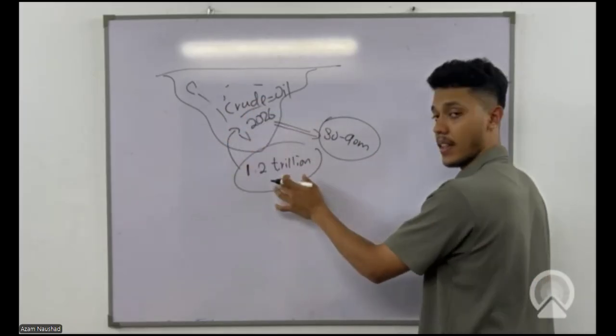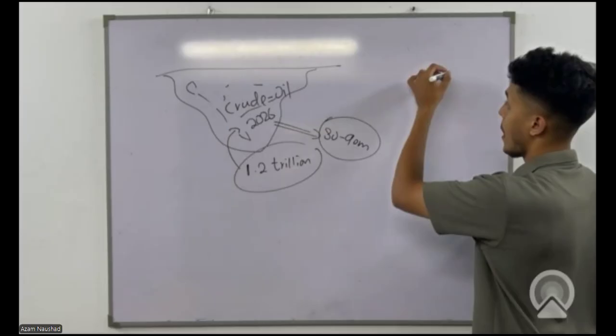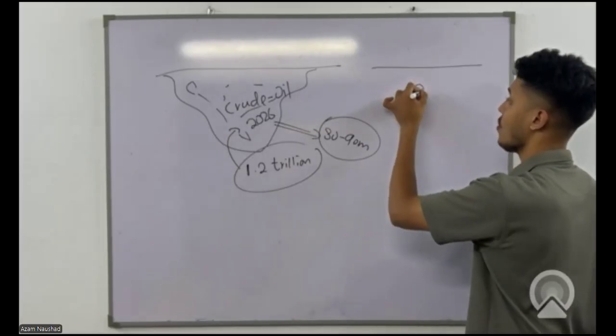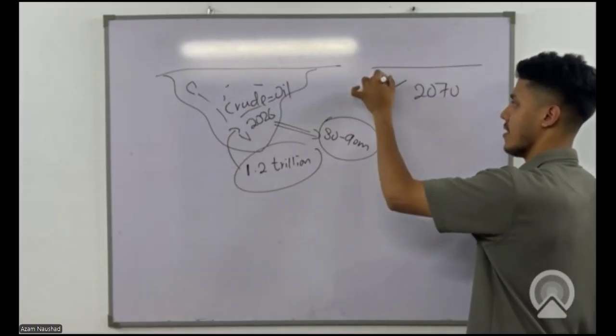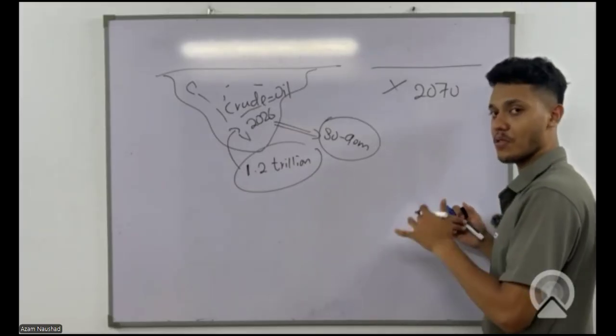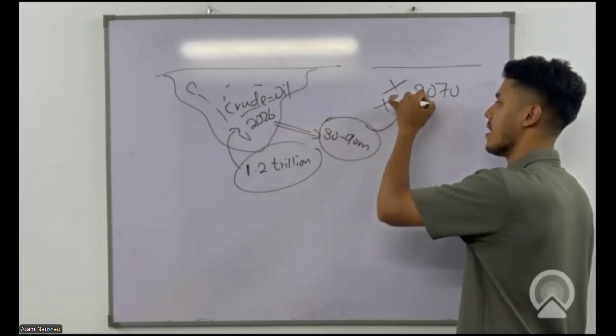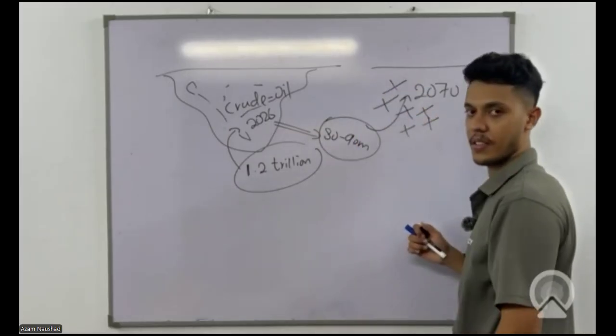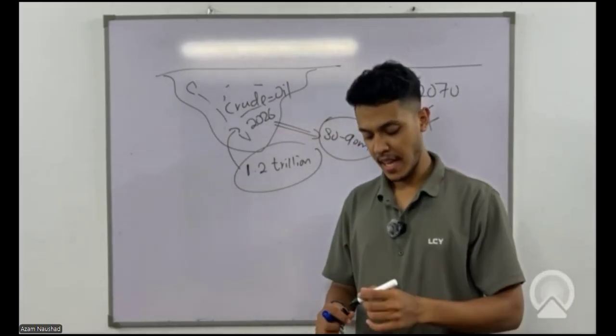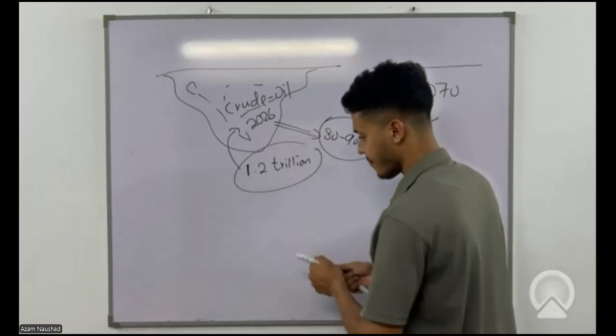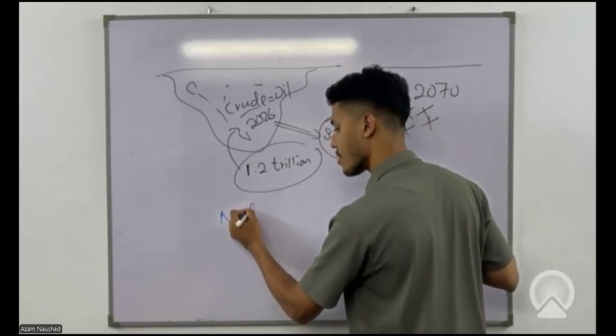So likewise, we are in 2026 over here. We got 1.2 trillion gallons. And I said by 2070, probably you would not have crude oil to produce petrol and diesel. And also, I gave you an idea about needs and wants.